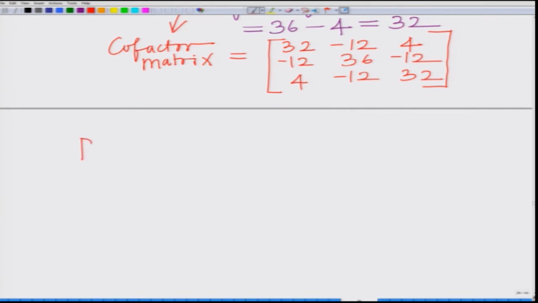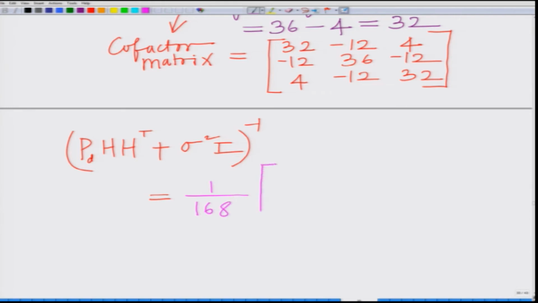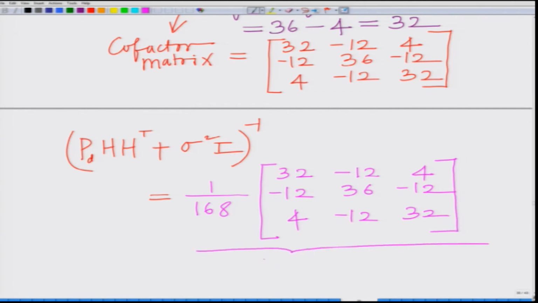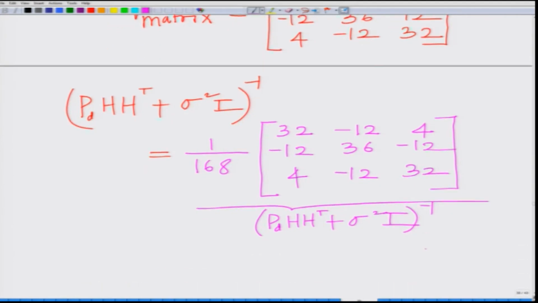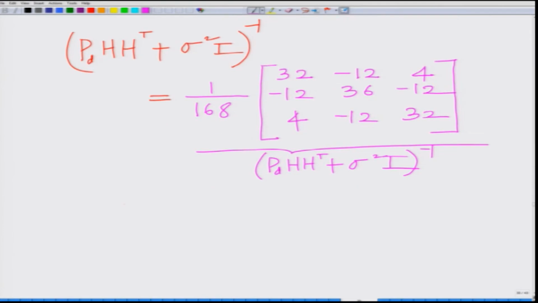And therefore, the inverse of HH transpose plus sigma square identity is basically 1 over the determinant, that is 1 over 168, times the cofactor matrix, that is 32, minus 12, 4; minus 12, 36, minus 12; 4, minus 12, 32. This is the required inverse, okay. So, this is basically your PD HH transpose plus sigma square identity inverse. Of course, you can take 4 common out of this and simplify it, but we can do it later, right, okay. Now, we need to compute further.